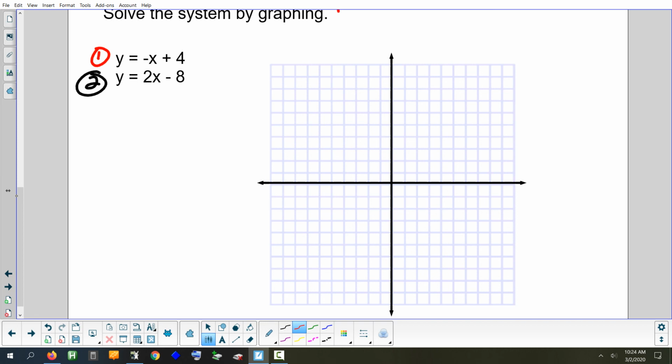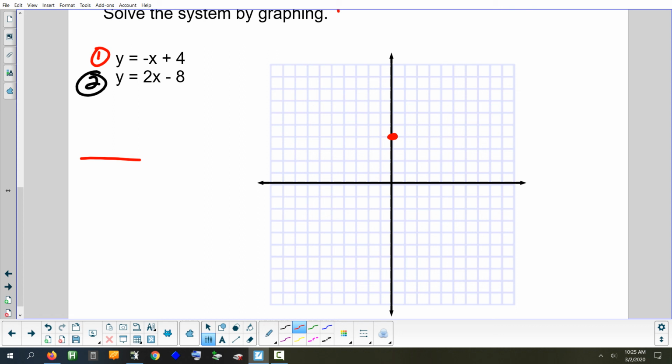Yeah, I graph it. So what's the y-intercept in equation 1? 4. How do I graph that? That's it. Just go up 4 and put it down. So that tells you that's where it crosses. Now the second thing we use is the slope.